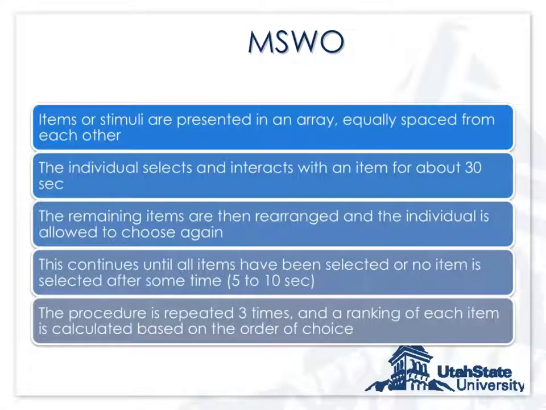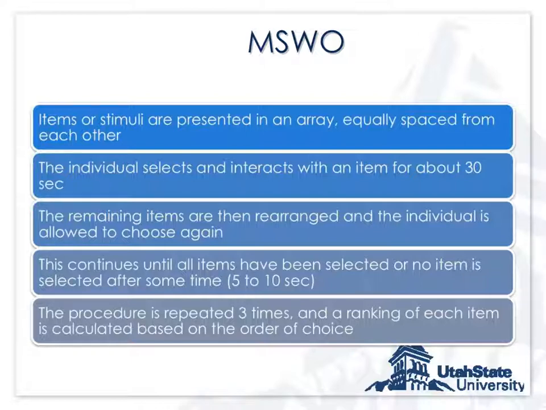To run a multiple stimulus without replacement assessment, you will first need to gather 5 to 8 items and present them in an array in front of the individual, equally spaced from one another. Allow the individual to choose an item and let him interact with it for about 20 to 30 seconds. You will then remove this item from the array. The remaining items will then be rearranged and the individual will be allowed to choose again.